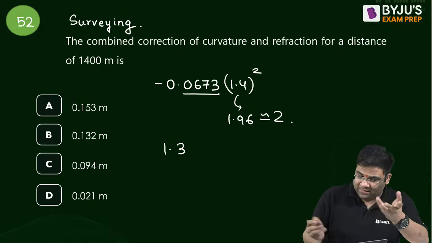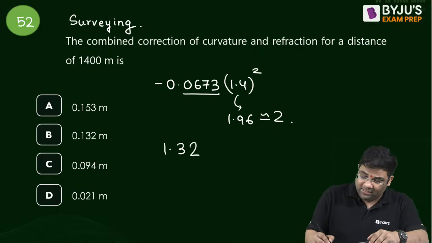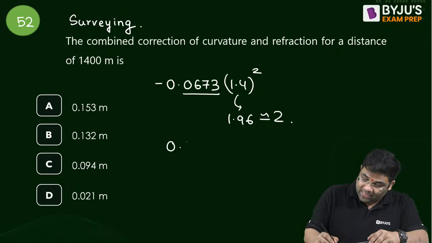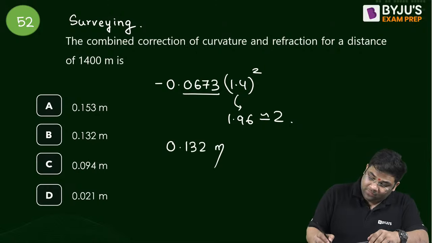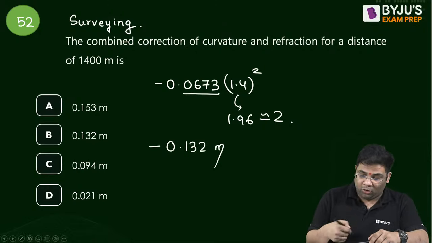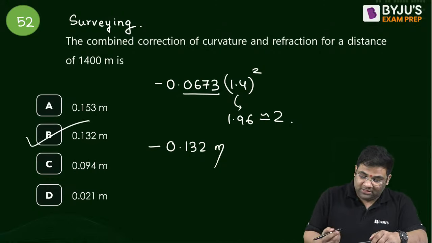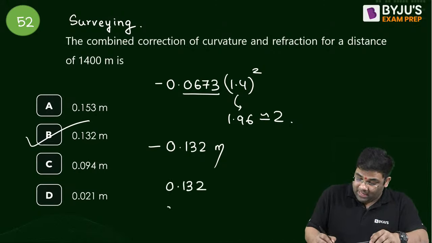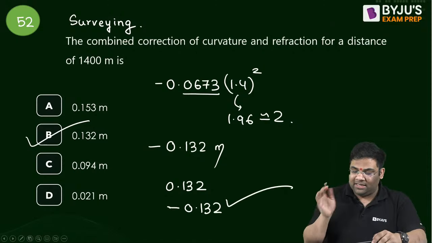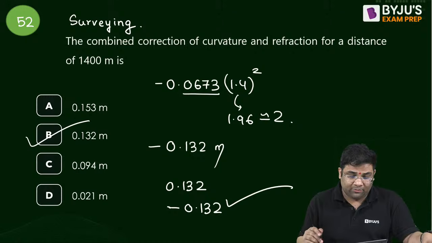1.32 something, right? Sorry, 0.132. And see, it is negative only. You see, this is negative, but all the options are given in positive. So this is the right answer. If there were two options, 0.132 and minus 0.132, then this would have been the right answer, right? But here the options are given all positive only.